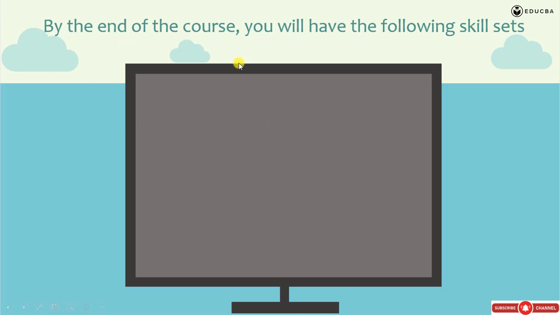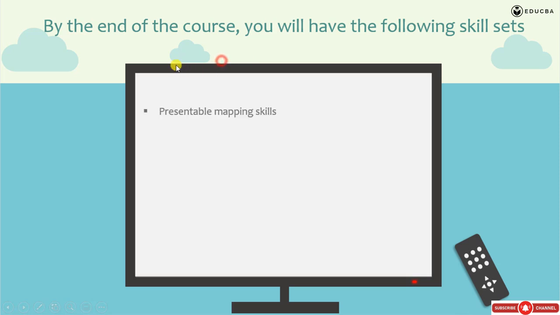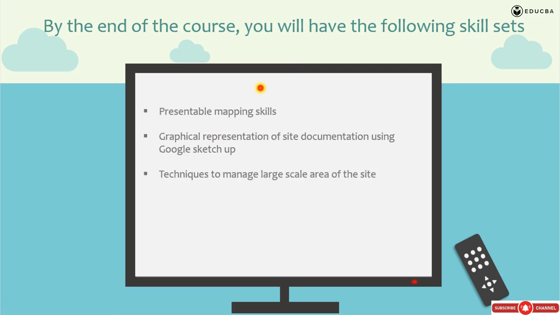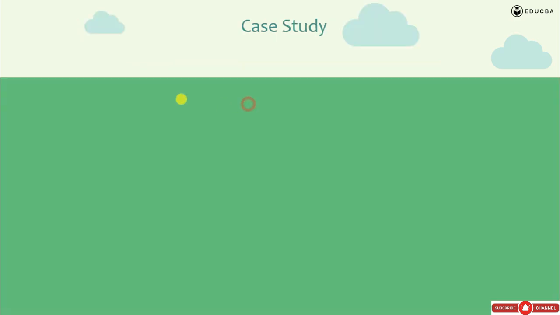So by the end of this course, you will have the following skill sets. First is presentable mapping skills. Second is graphical presentation or representation of site documentation using Google SketchUp, techniques to manage large scale area of the site, Google SketchUp and AutoCAD exploration.